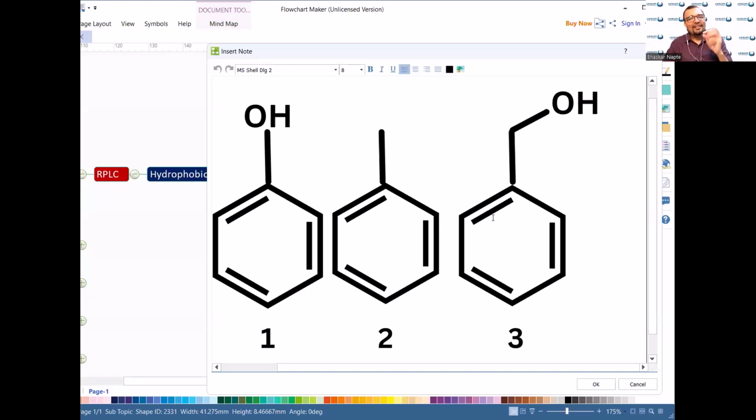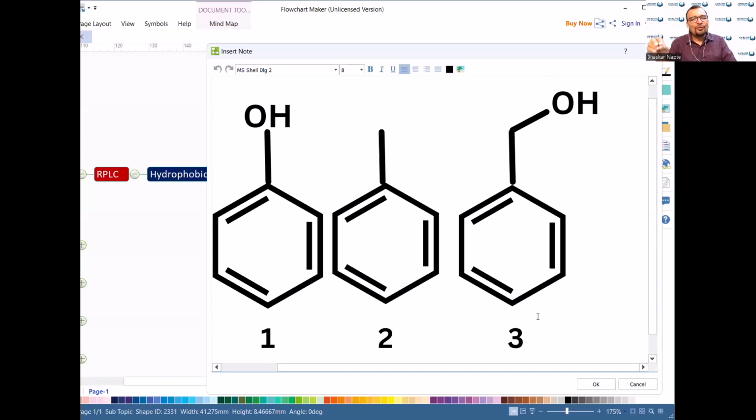Understand, the compound which does not have any polar functional groups like hydroxyl, and what is that compound? That is compound number 2, isn't it? And on top of that, compound number 1 does not have the methyl group. Compound number 3 has the methyl group, but there is again a reduction in the non-polarity because of this hydroxyl group. So between 2 and 3, which one is going to be more non-polar?